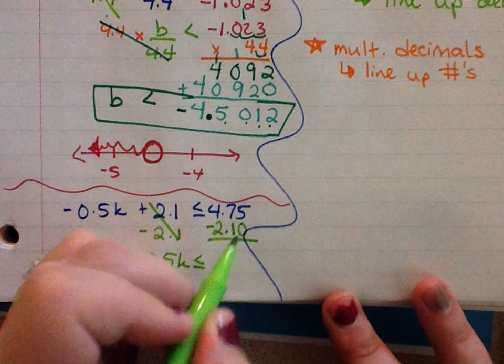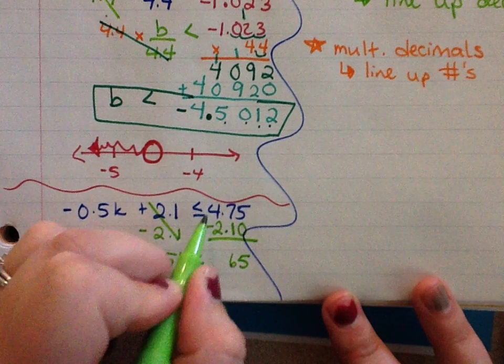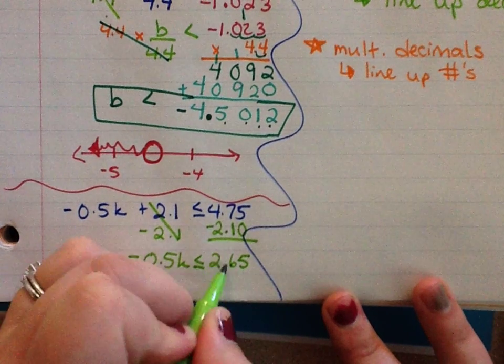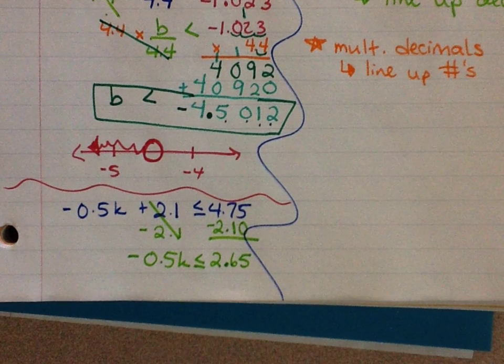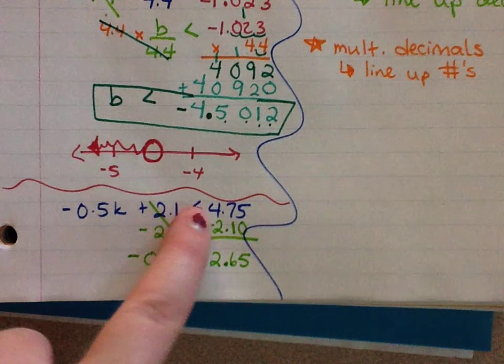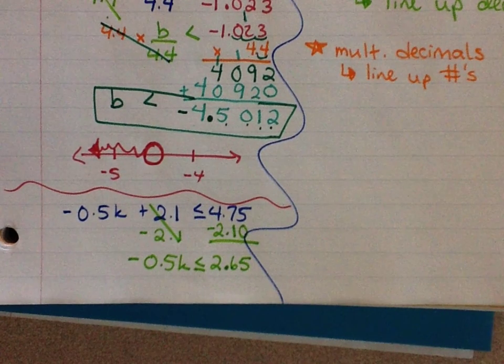0. 5 minus 0 is 5. 7 minus 1 is 6. 4 minus 2 is 2. Bring the decimal straight down. I get 2.65. Is it positive or negative? It's positive because my bigger number is 4.75 and it's positive, so I keep it positive. Questions on the first step?